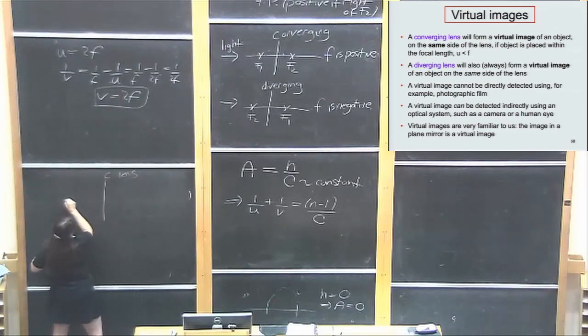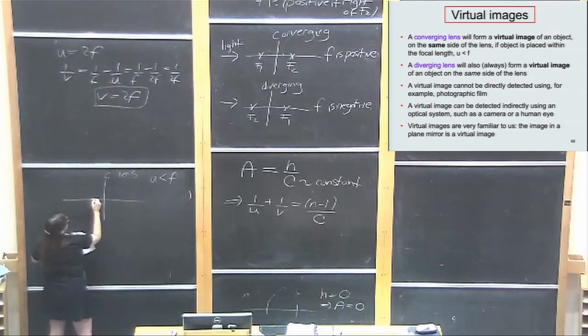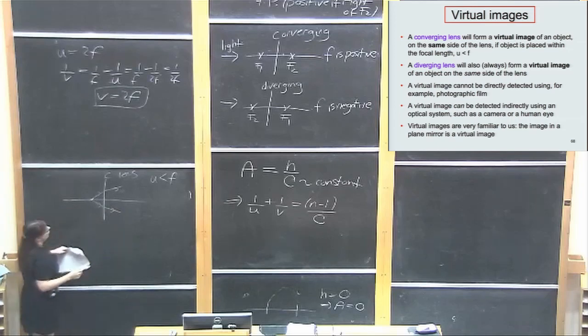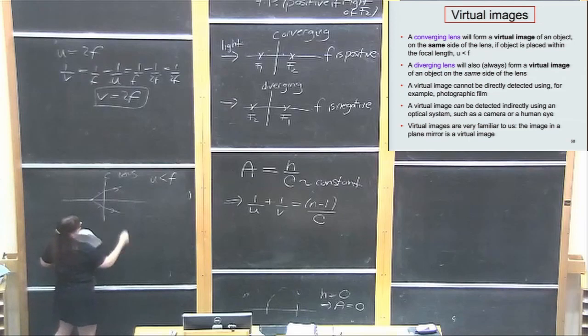If I make u be less than f, here's my point source of light, it's spewing out light rays, the lens will do some converging towards the axis, but not enough. It's not strong enough to bring the light rays back down to the axis.